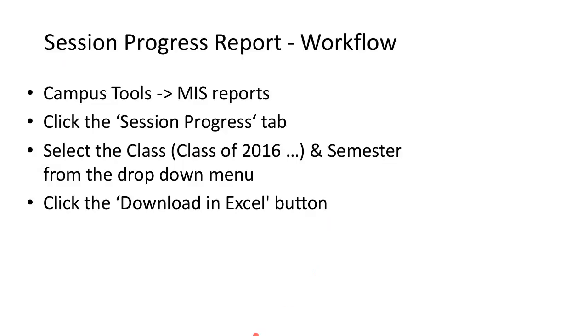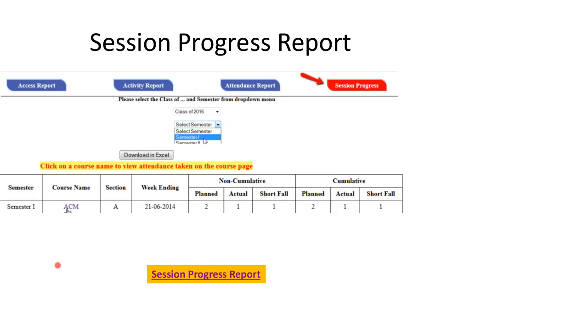So for this, they need to go to this session progress report tab and select the class of 2016 or 15 and semester. Here we find the faculty name is hidden. For each faculty, we get their name, semester, and their course name, and section, and week ending. Here we have non-cumulative and cumulative. What are the planned sessions, actual sessions taken, any shortfall? Similarly, we'll have this cumulative data here.